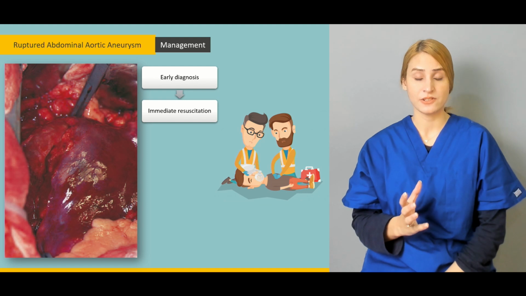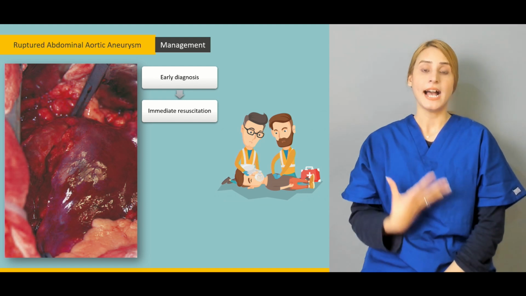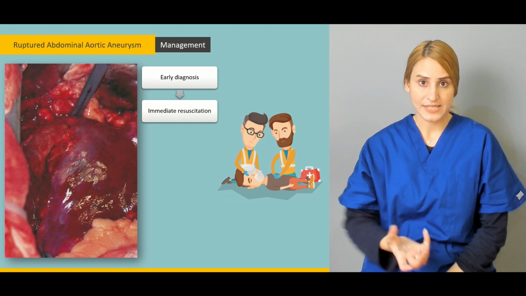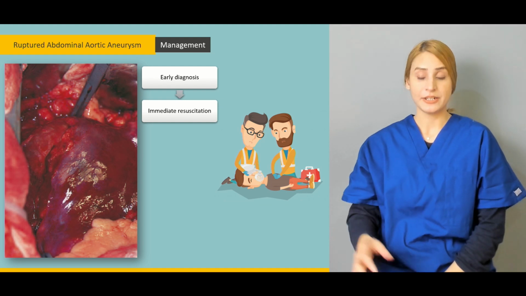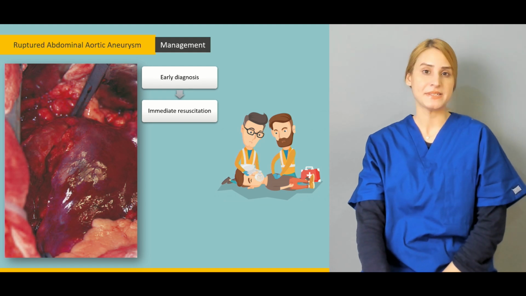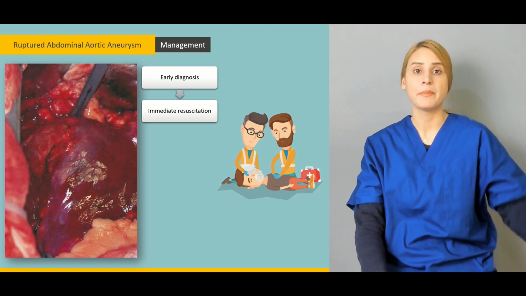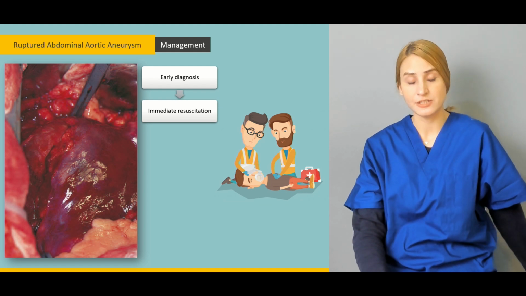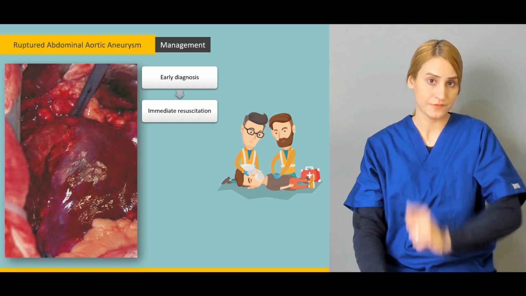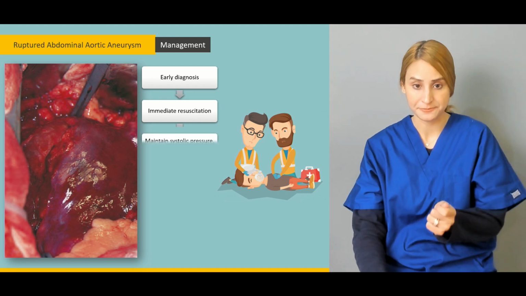Immediate resuscitation: pass 2 large IV cannulas, give fluids as much as possible, resuscitate. 6 units of the RBCs or the whole blood should be made readily available, and the patient should be transported to the hospital as soon as possible and shifted to the operation theater for repair.